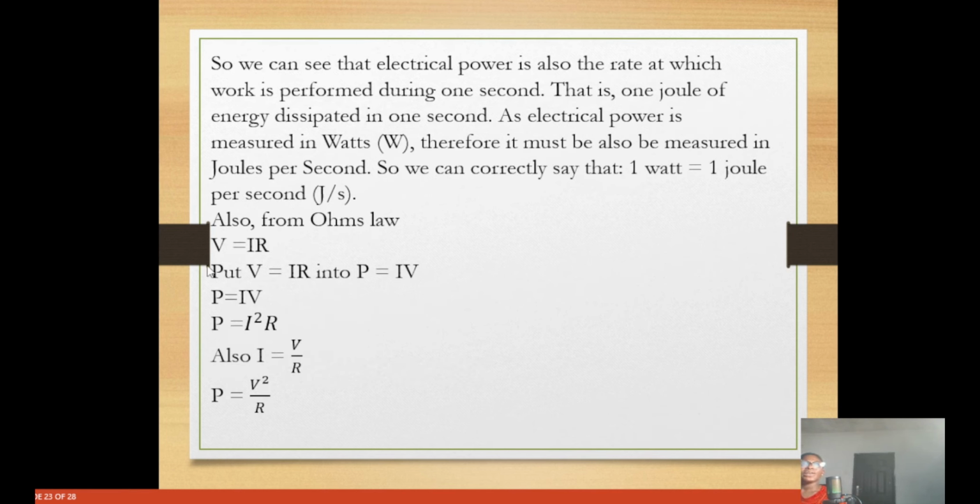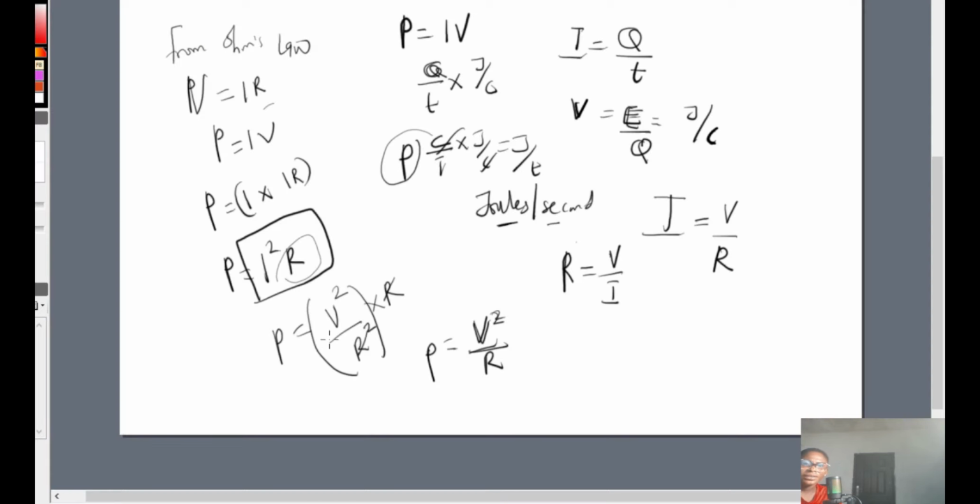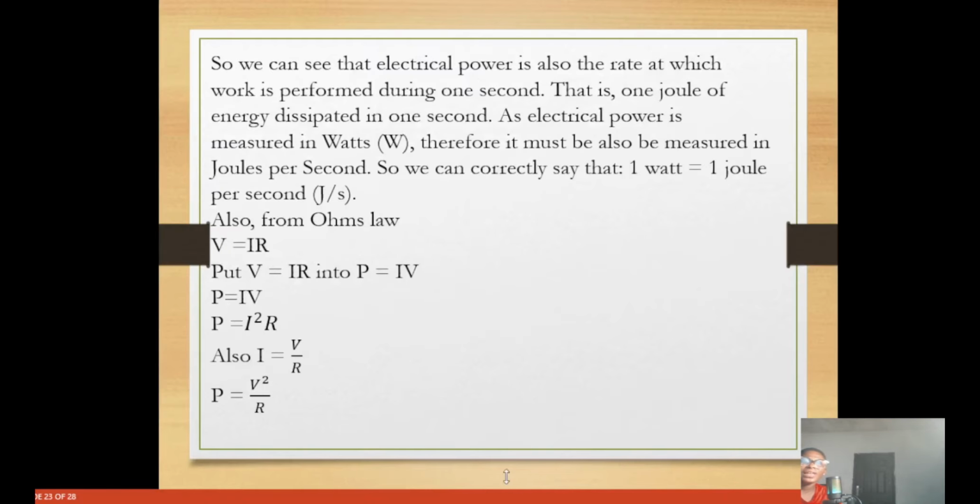I said we have that V is equals to IR. So if we put V is equals to IR into IV, what are we going to have? We're going to have I square R. How did we do that? We change our P into IV, right? We know P is IV. Then we'll put V is equals to IR into this. And we got this formula. Also, I is equals to V over R. When we put it, and that was what we did here. Look at it. One R cancels one R. Then we have V square over R. So those are the formulas for P.